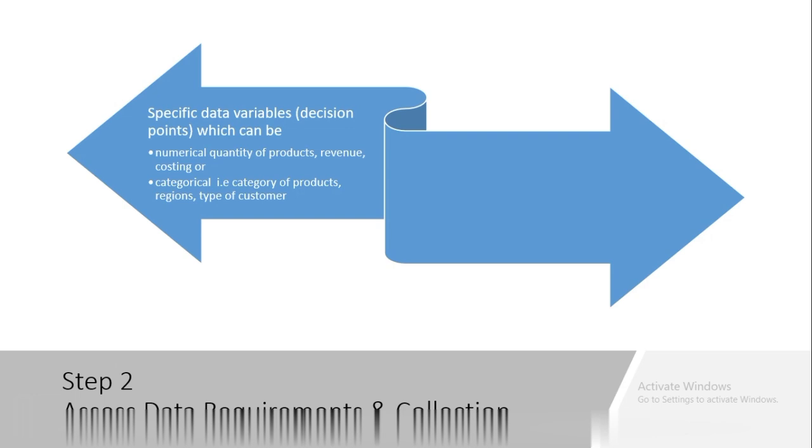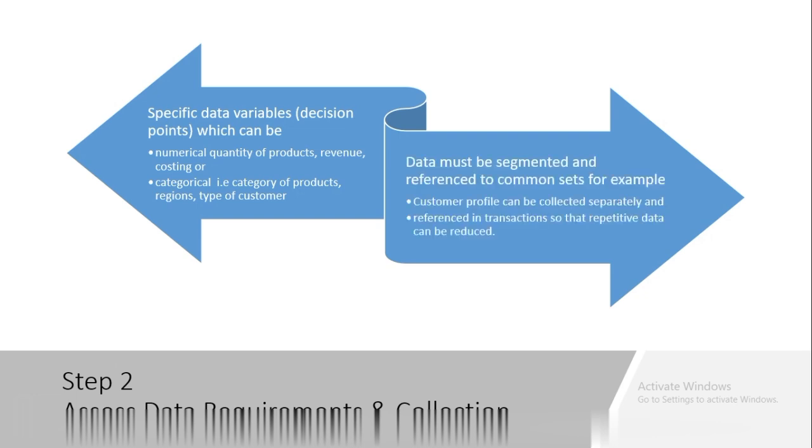Now, after you have decided what data you need, you must collect the data. So the data can be collected from the ERP, from the toll gates, from the social surveys, or based on the decision making points that we want to know. But we must keep certain things, that data must be segmented and referenced to the common sets. For example, the customer profiles can be collected at one place, make a sample set, and then just cross reference it to the individual transactions, so that you don't have to repeat the whole customer profile for every single transaction. And also there must be a check, so that you make sure that one transaction is not coming twice.